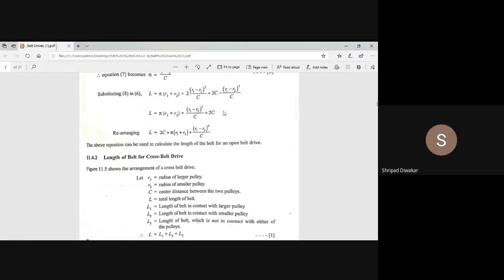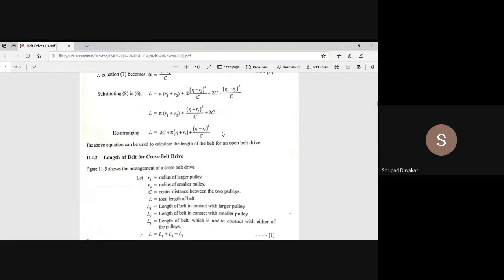Then finally, rearranging the terms, instead of writing it this way, first I am writing the center distance 2C plus pi into (R1 plus R2) plus (R1 minus R2) whole square divided by C. So whatever equation you got, this is the expression for the length of an open belt drive. Remember, first you have to draw the diagram very carefully. You have to show all the points properly, like R1, R2, and center distance C.